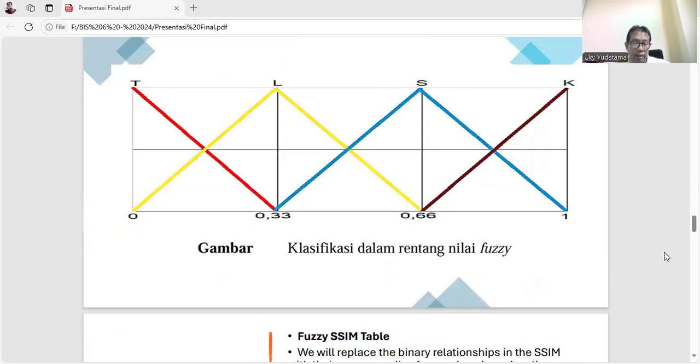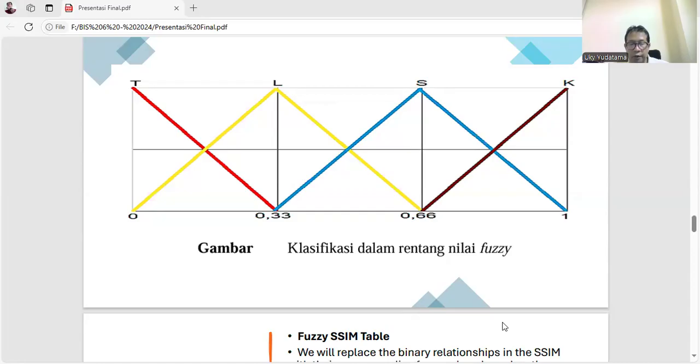Fuzzy classification diagram. This diagram represents the fuzzy classification of values on the fuzzy scale. The graph illustrates how different fuzzy values correspond to the level of influence between factors. T, no influence. This is represented by the red section where the fuzzy value is close to 0. It indicates no significant influence between factors, with a fuzzy value of 0.00, 0.00, 0.33. L, weak. The yellow section represents a weak influence where the fuzzy value is between 0.00 and 0.33, but still a bit more than the no influence range.